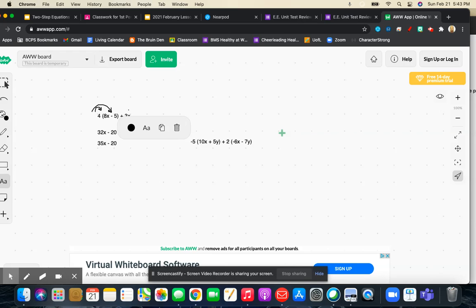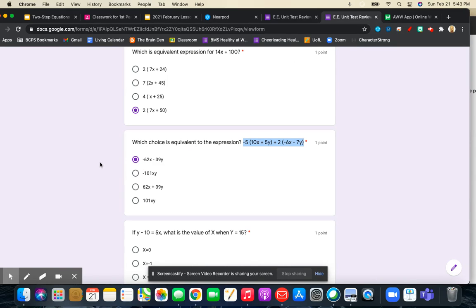So negative 5 times 10x is negative 50x. Negative 5 times positive 5y is negative 25y. Then we're going to go to our second one. We have 2 times negative 6x is negative 12x. 2 times negative 7y is negative 14y. We need to combine our similar terms together. Our x's go to negative 62x. And negative 25y minus 14y is negative 39y. So we have negative 62x minus 39y, which gives us A.